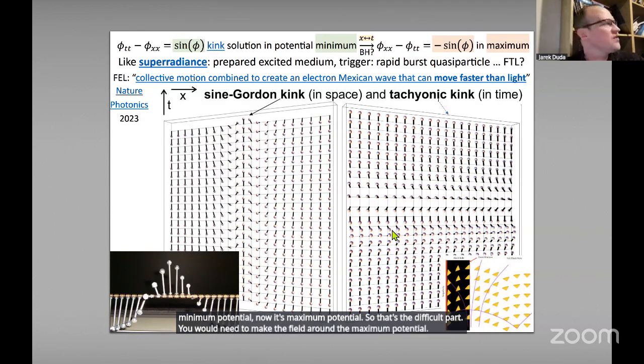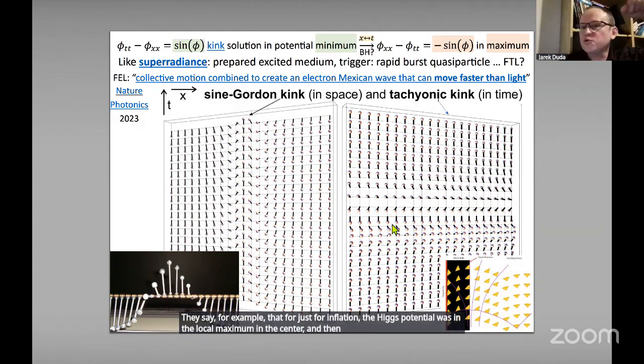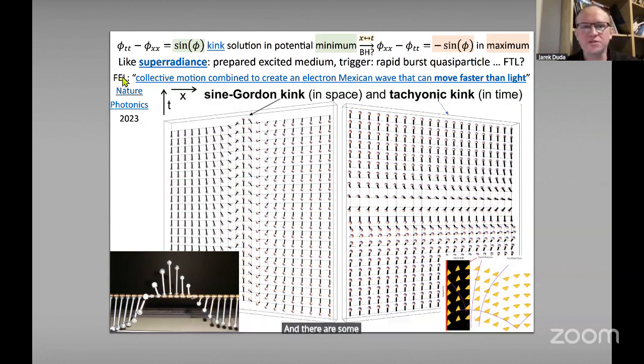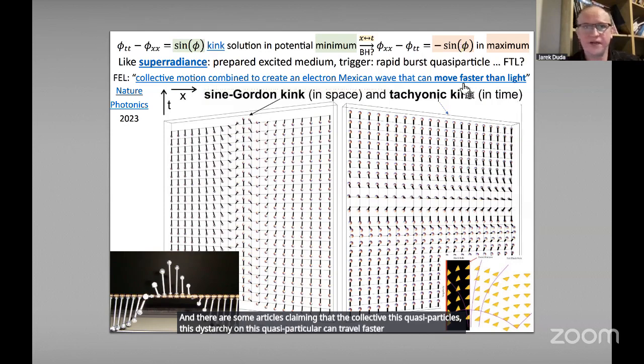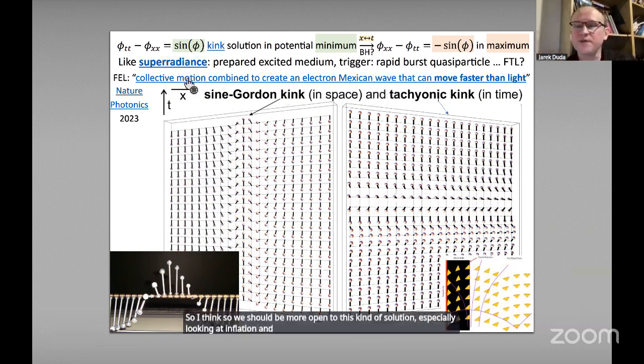So they say, for example, that for inflation, the Higgs potential was in the local maximum in the center, and then it could propagate faster than the speed of light. It's because of this tachyonic explanation. And there are also, for superradiance, the medium prepared in the maximum state, yes, the maximum potential. And there are some articles claiming that the collective quasi-particle, this tachyon, can travel faster than light. So I think we should be more open to this kind of solution, especially looking at inflation and these kinds of experiments for superradiance.